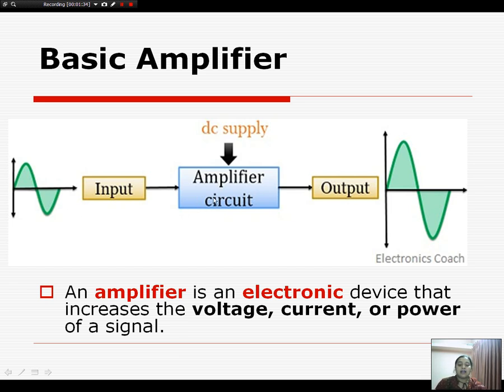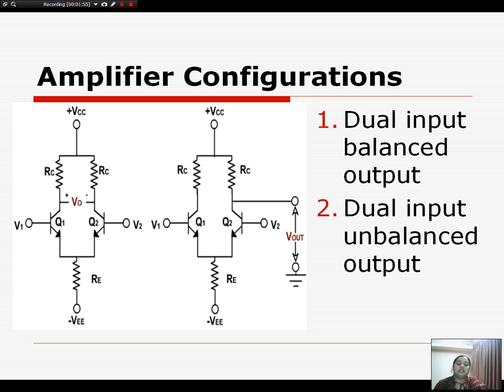So we can define an amplifier as an electronic device that increases the strength of the input signal. We can also define it as an electronic device that increases voltage, current or power of a signal.